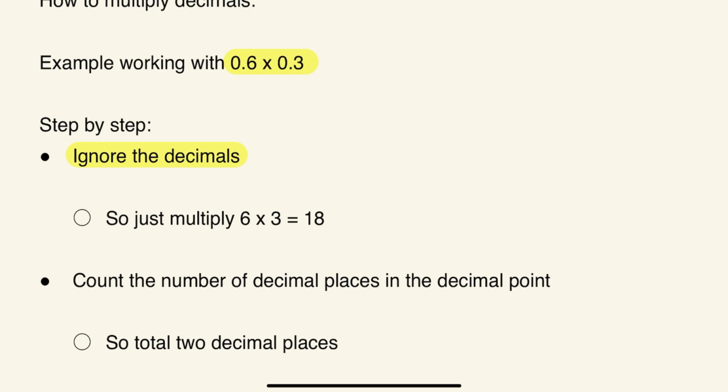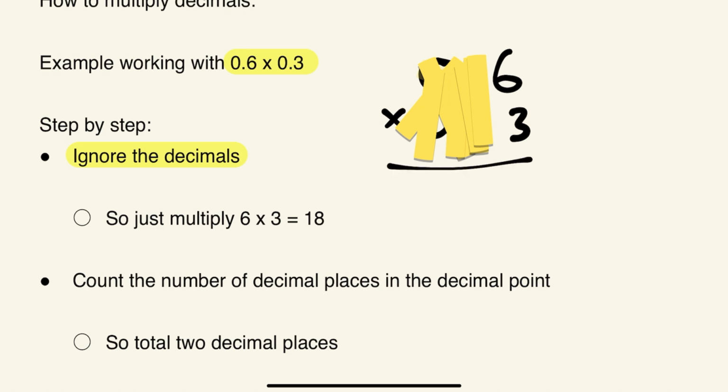So suppose, firstly, I would say line them up. So 0.6 times 0.3. Forget about the decimal points for a second. Just forget about them, like they don't even exist right now, and just multiply 6 times 3 normally. So 6 times 3, we know that it equals 18.